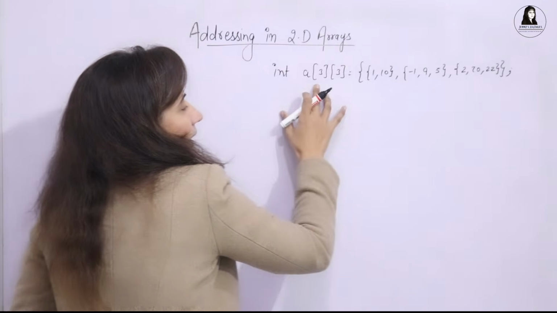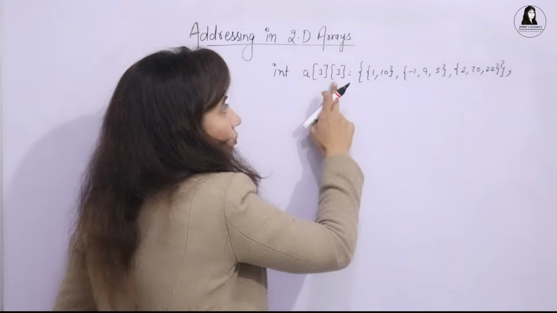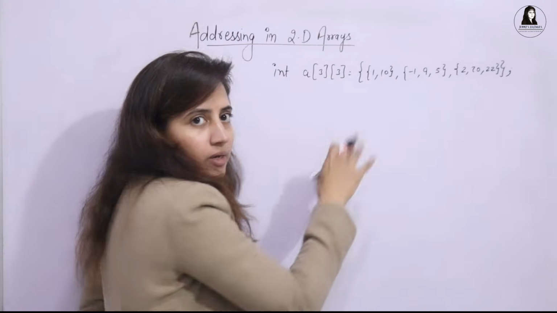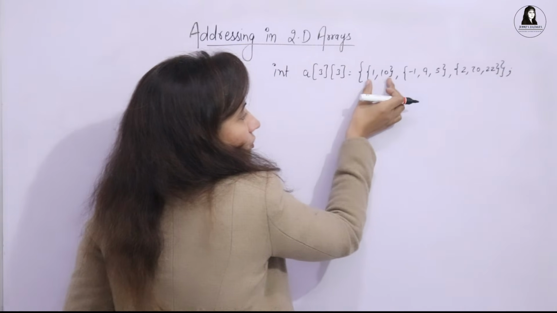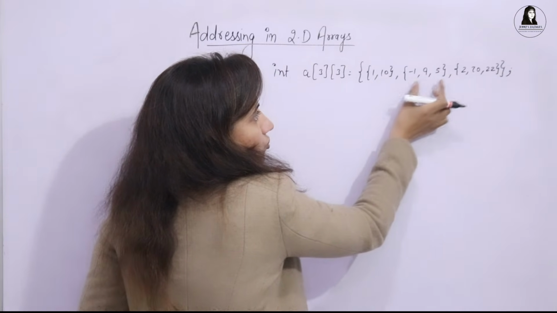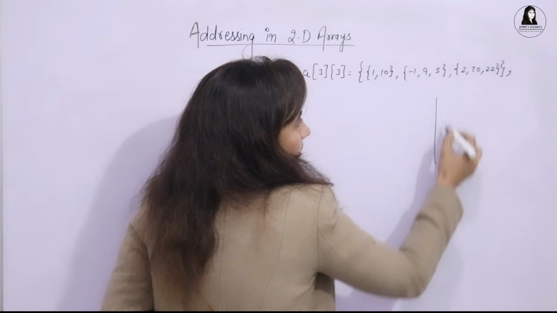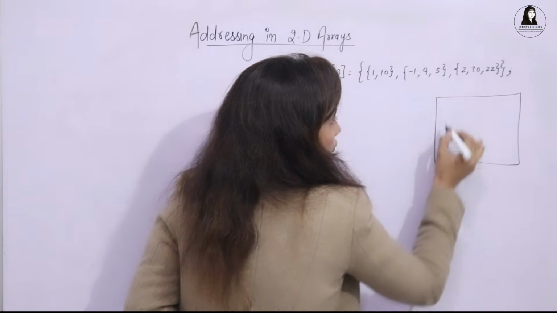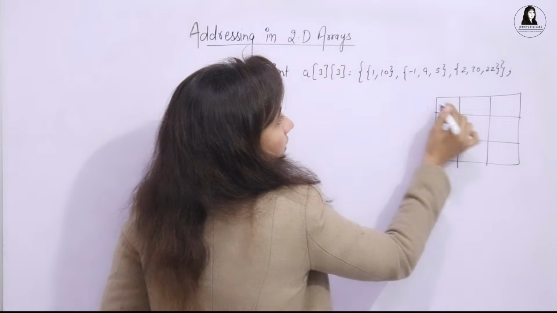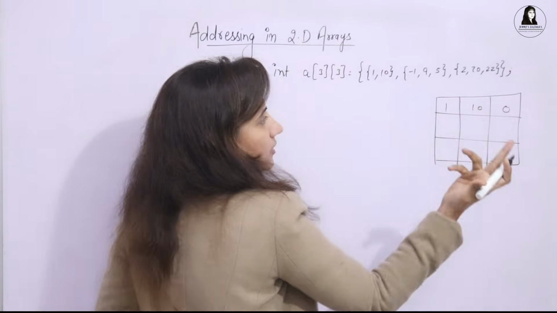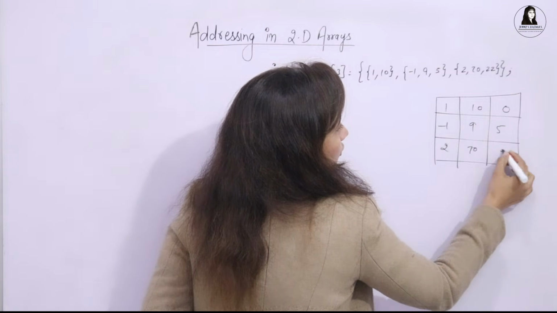Okay, let's take a simple example first. Let's take this is a 2D array, 3 into 3 array, 3 rows and 3 columns, number of rows, number of columns. So this is how I'm going to initialize this thing. First row, second row, third row, right? In first row only 2 elements I have given, in second row 3 elements, third row 3 elements, right? So if you visualize this thing, this is how we are going to store it in the form of a matrix. First row 1 and 10. And the remaining element is by default 0, minus 1, 9, 5, 2, 70 and 22.